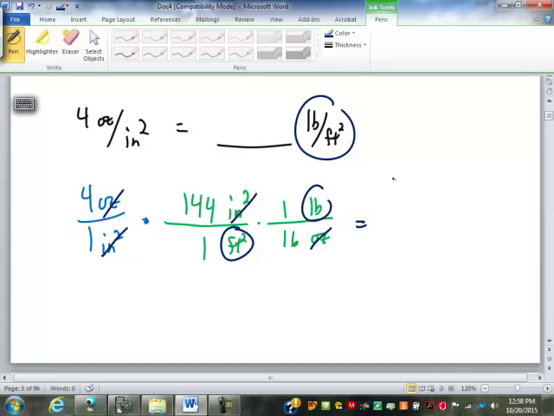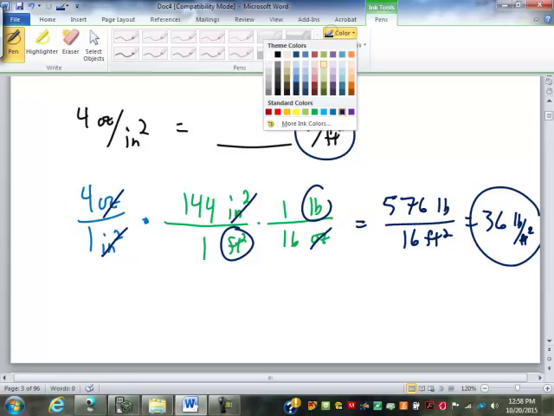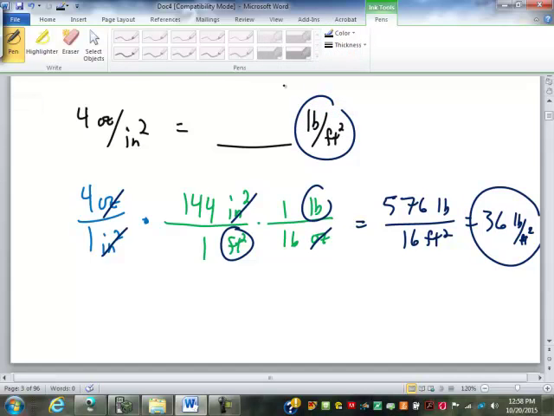So 4 times 144 is 576 pounds over 1 times 16, which is 16 square feet. Which gives us what? Is that 36? 36 pounds per square foot. That's actually a relatively light load. Most roofs and floors are rated at about 60 PSF. Most of your roofs are 40-10-10 or a 47-10, and most of your floors are a 45-5-10.